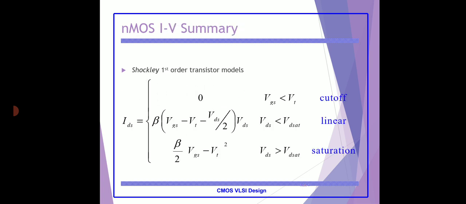So as I said, there are three regions: cutoff region, linear region and saturation region, and the three conditions are satisfied. When IDS is equal to 0, it is the cutoff region, and when IDS is equal to beta into VGS minus VT minus VDS by 2 into VDS, it is the linear region. Beta by 2 into VGS minus VT, the whole square, is the saturation region. So when the voltage is high, that is, when the drain source current is high, it occurs in the saturation region.